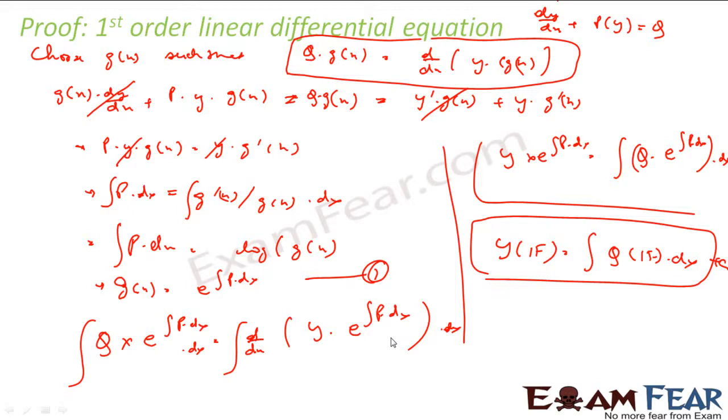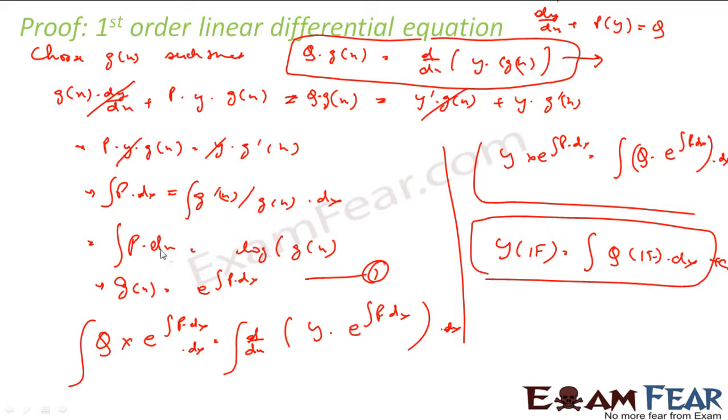And this is the proof of this. So the proof is a little tricky here. We chose g(x) such that q into g(x) is d by dx of y g(x). With this, if you see, my y is simple, right? y into this is equal to this. So I chose this as my format first, and then I found the value of g(x).